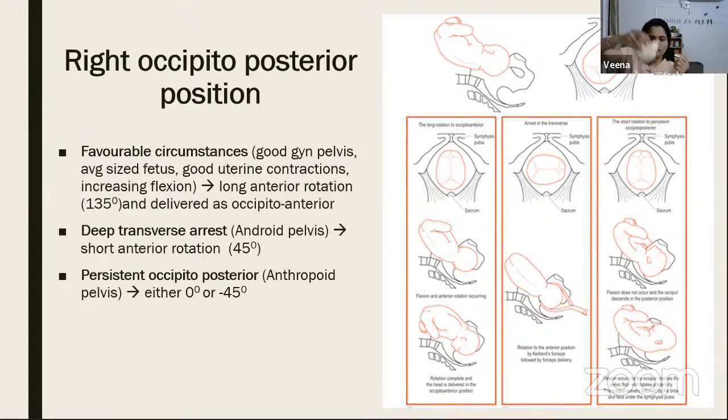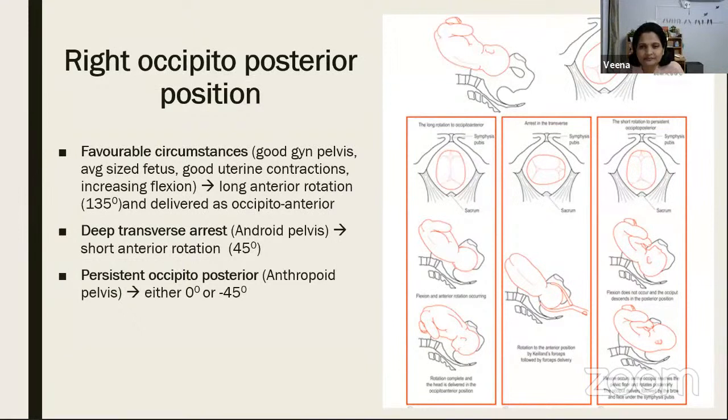So now, imagine you're in ROP. In a deflexed head, your sinciput is lower than the occiput. So it will touch the left levator ani, and that will get pushed anteriorly by 45 degrees. So automatically your denominator, that is the occiput, is going minus 45 degrees. What will happen if this happens? What's the outcome here? How will the baby deliver?